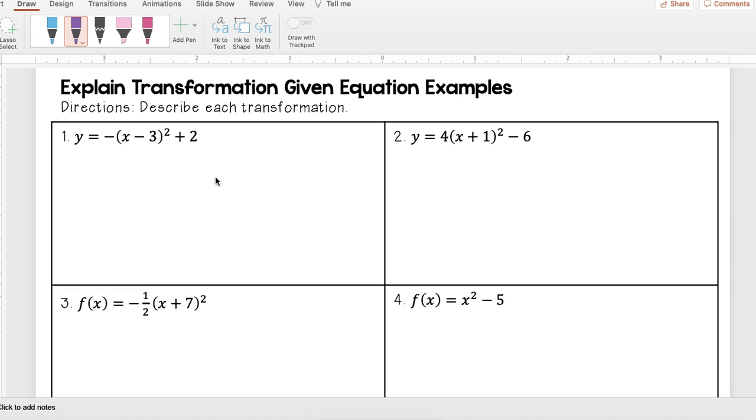For this video, we're going to look at some examples where we're given the equation and we want to describe the transformation that happened from the parent function. So looking at this first one, I like to first start with what my a is and see whether it's positive or negative. Here I just have a negative sign, and so I know that's really just a -1. And so since this is negative, that means that it opens down.